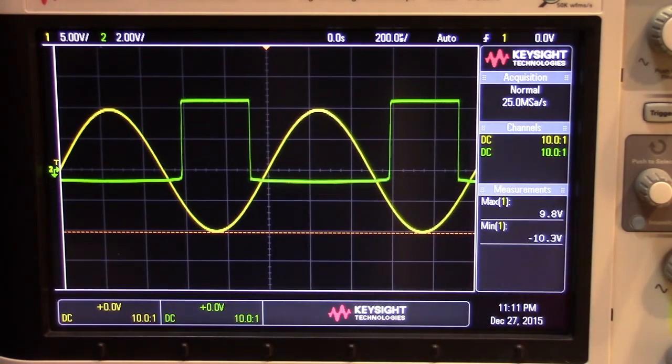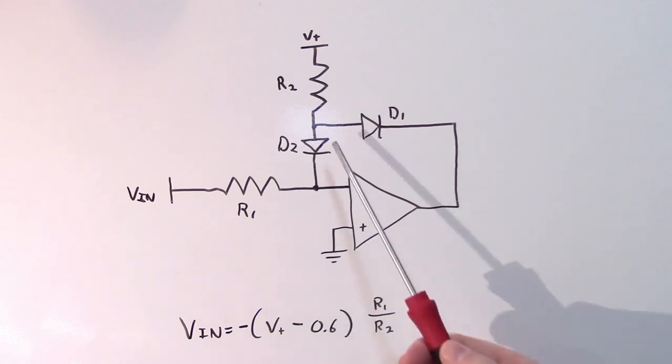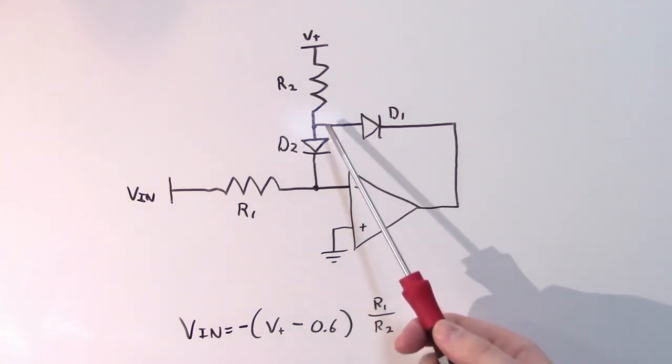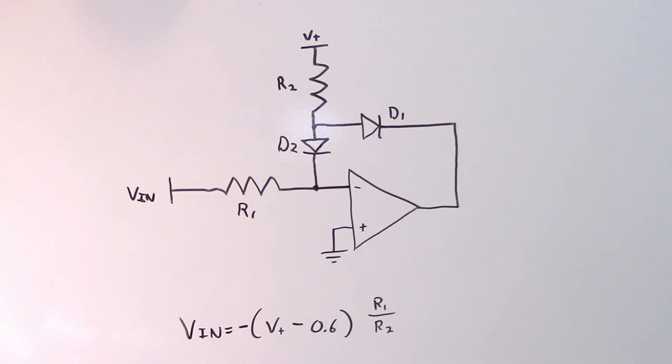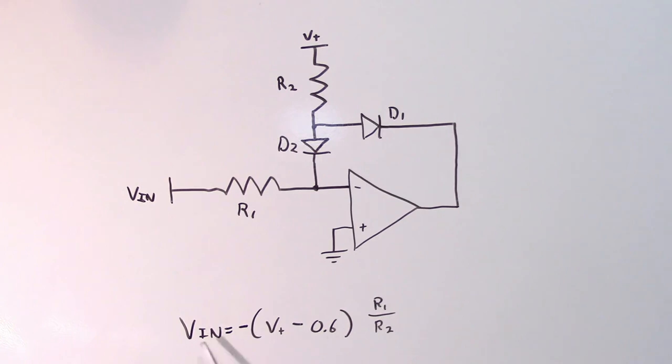Now let's consider what changes in the circuit when we add diode D2. Everything else is the same, we just have this one additional diode. Now the first thing that you'll notice is that the equation for our Vin trip point has changed slightly. And that's because we have to account for this additional diode voltage drop of D2. So we have to subtract the forward voltage of the diode from our V plus voltage source. But otherwise, the equation remains the same.